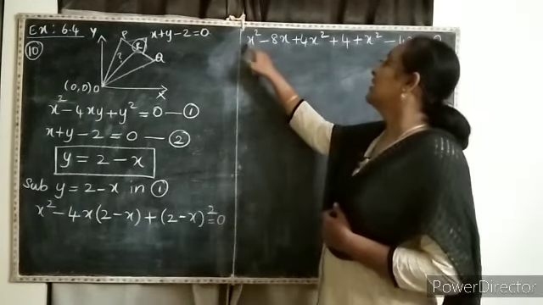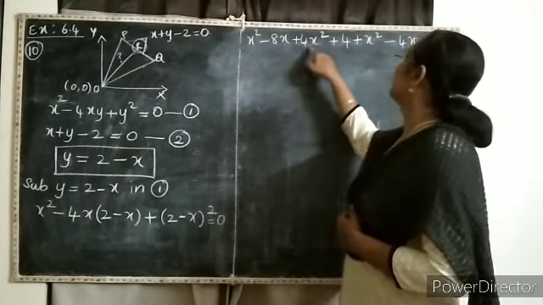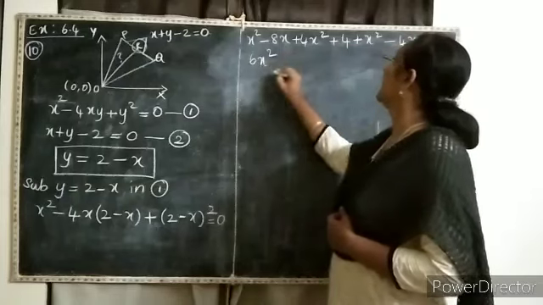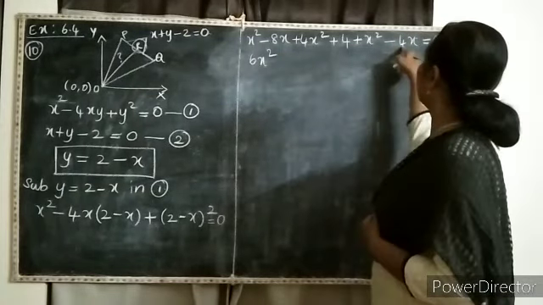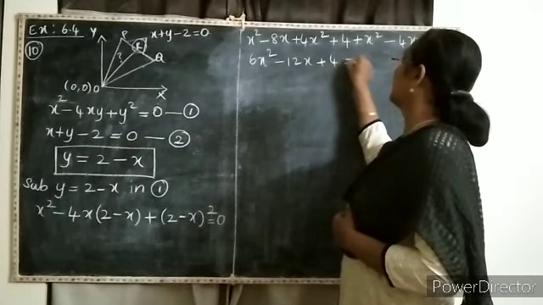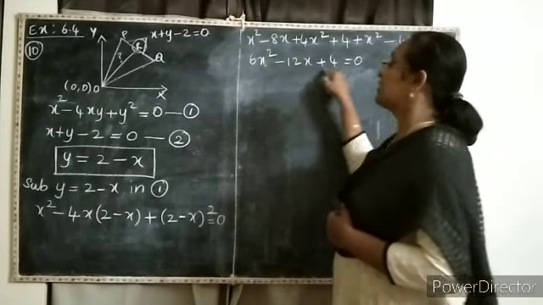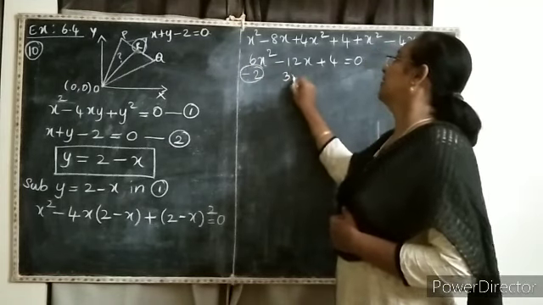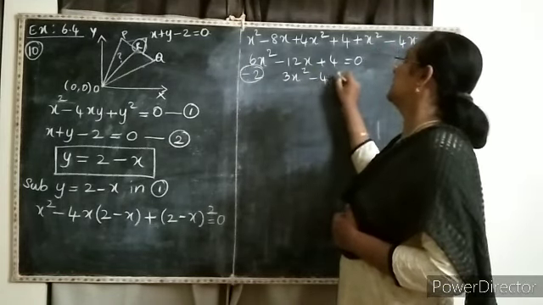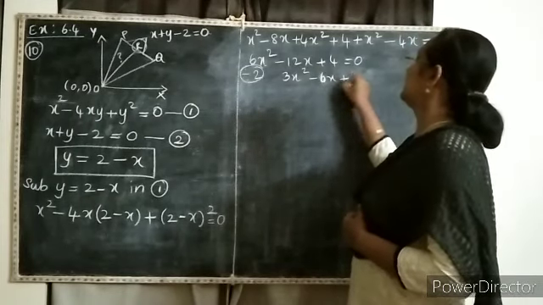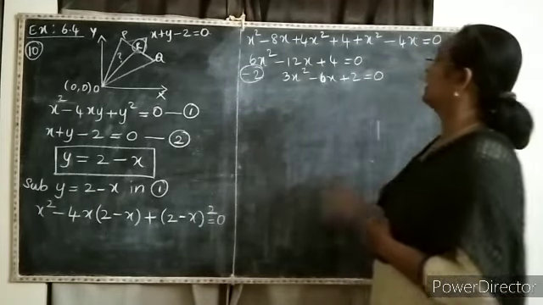Now let's add. Here we have x squared plus 4x squared plus x squared, which is 6x squared. Minus 8x minus 4x gives minus 12x. Plus 4 is equal to 0. Since 2 is common, I am going to divide by 2. So I will get 3x squared minus 6x plus 2 is equal to 0.